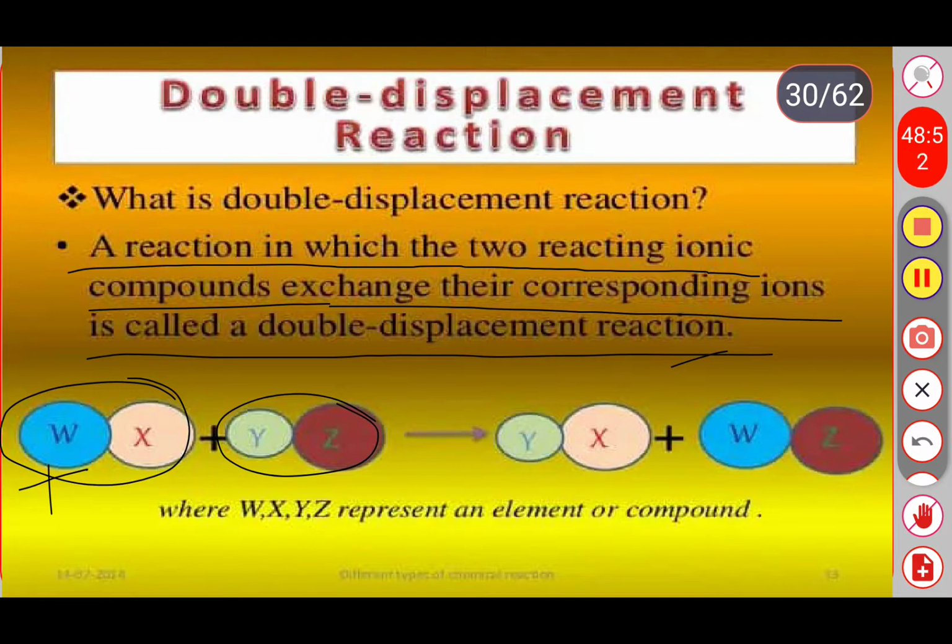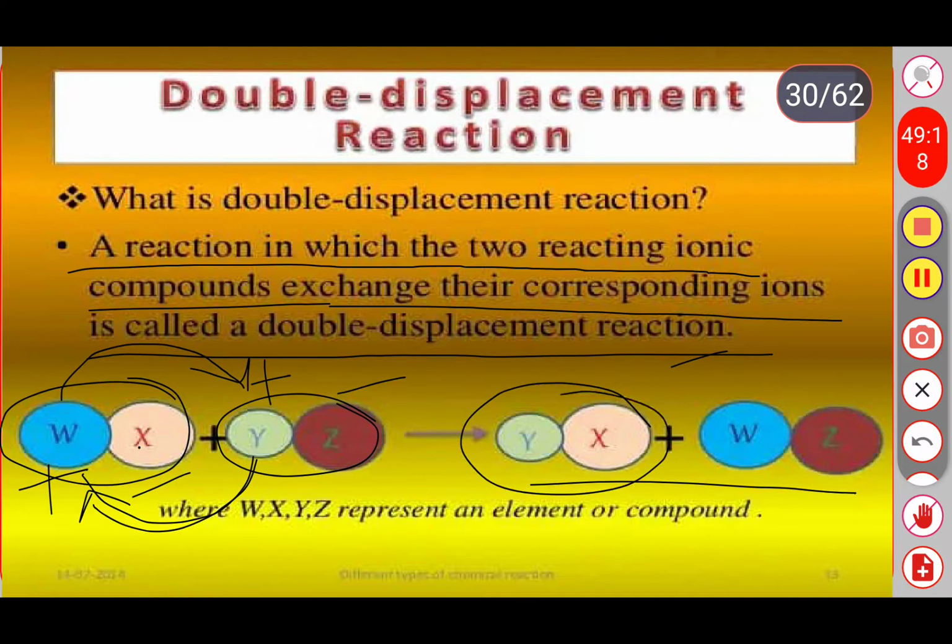So see the products of this type of reaction. After the displacement, Y will combine with X and form a new compound, YX, and Z will take the place of Y and form a new compound, W and Z. So this is the general form of the double displacement reaction. It means in the two given compounds, the exchange of their ions is called a double displacement reaction. See these examples.